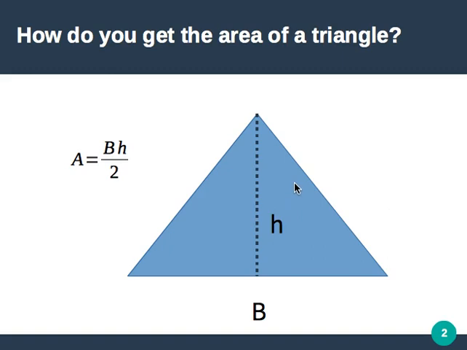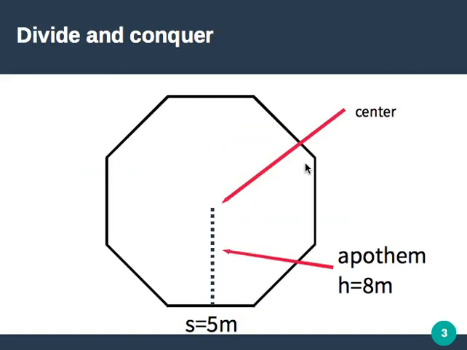Okay, so with that in mind, we're going to go into the problem of getting the area of a regular polygon. What polygon do we have here? How many sides do we have? 1, 2, 3, 4, 5, 6, 7, and 8. This is then an octagon. How do we get the area of such a shape?